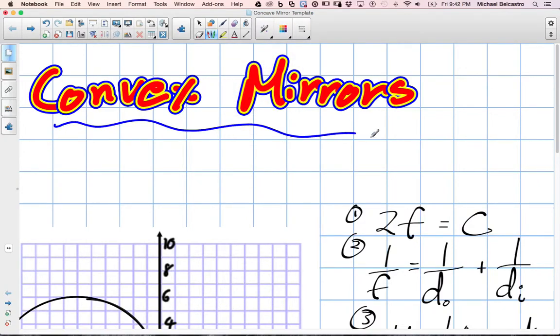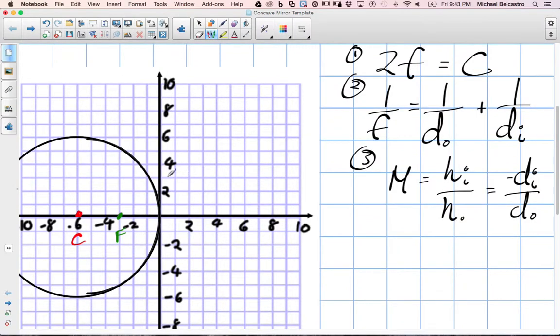Look at convex mirrors. We're going to have our convex mirror here on our Cartesian plane, and we have three mathematical equations that go along with it. 2f equals c, so 2 times the focal point is equal to the center. 1 over the focal point equals 1 over the distance of the object plus 1 over the distance of the image. And the magnification is equal to the height of the image over the height of the object. It's equal to negative distance of the image over distance of the object.